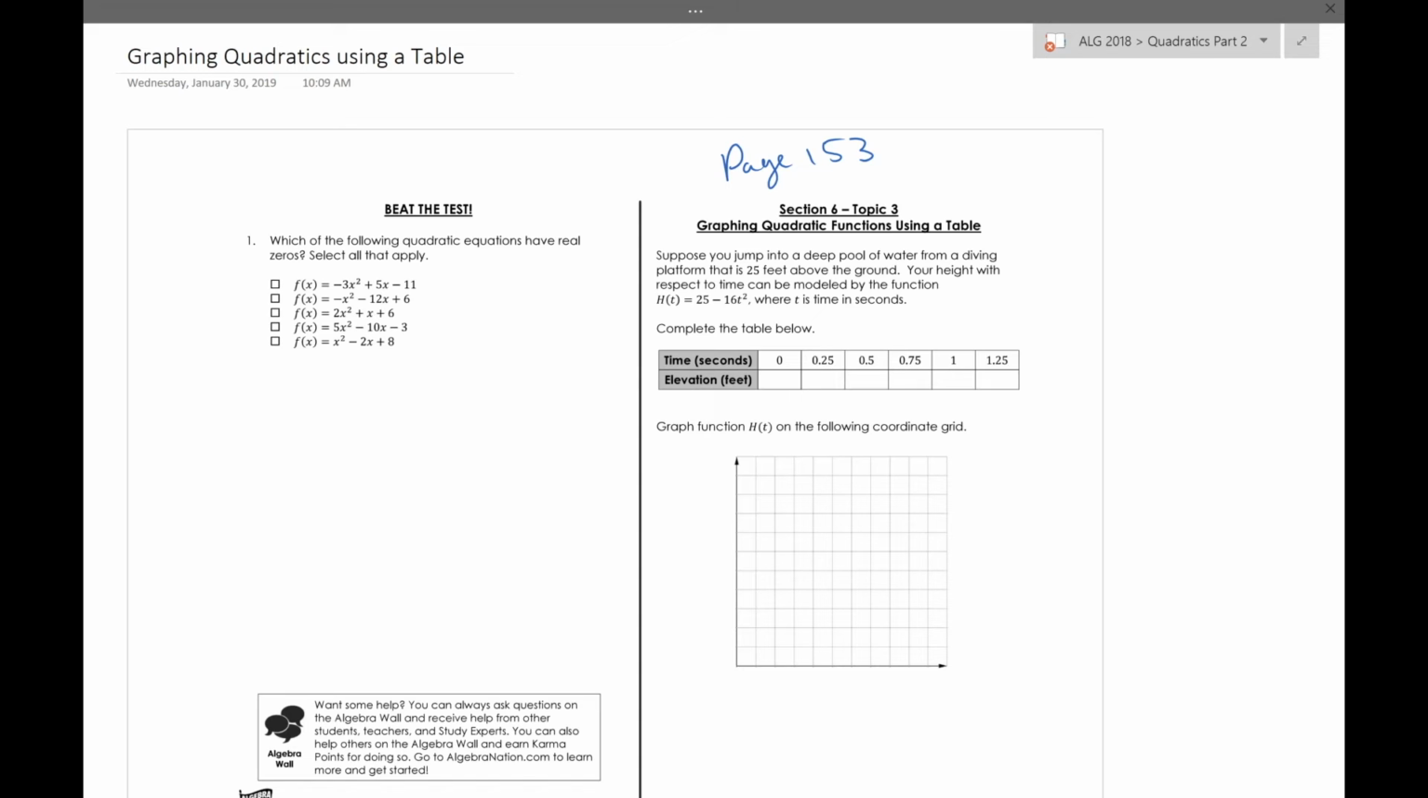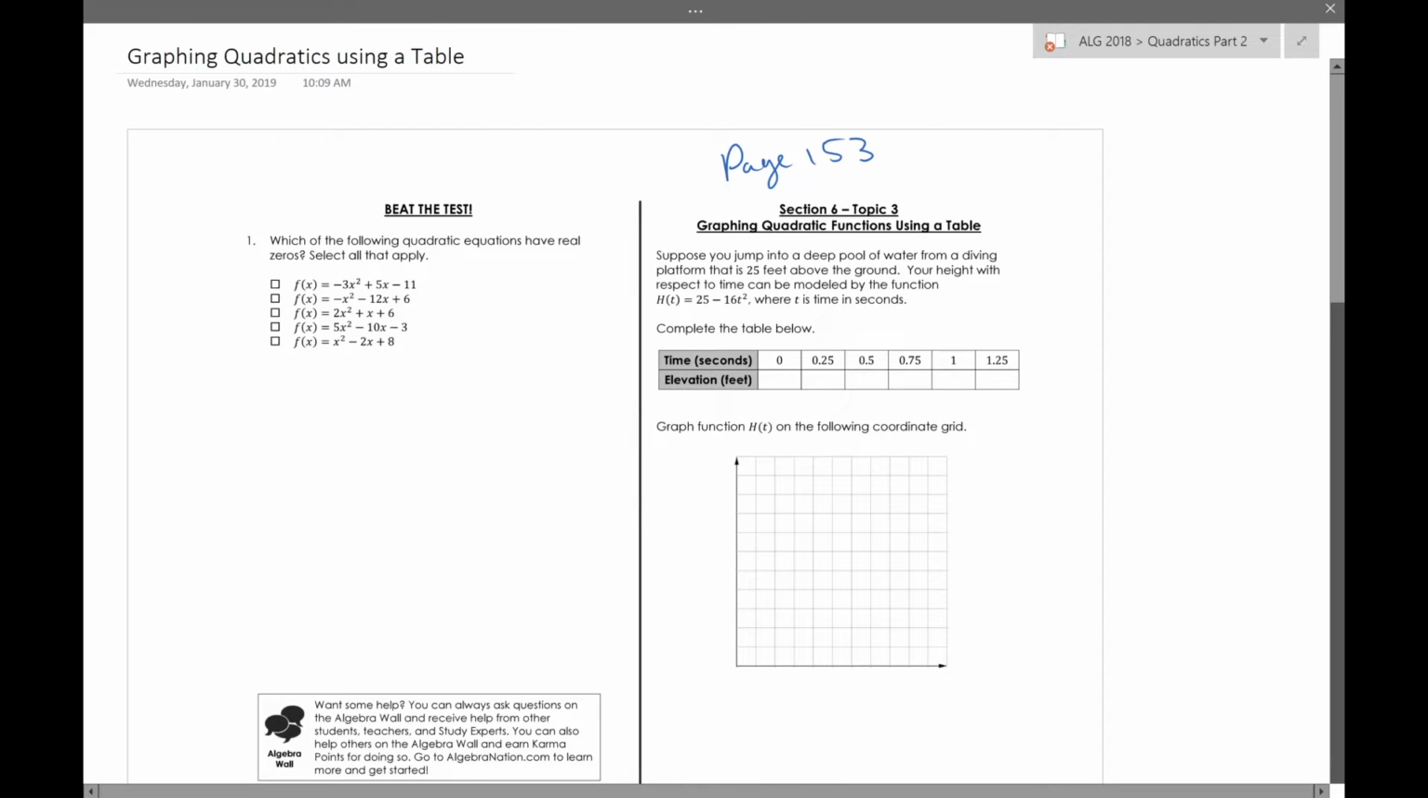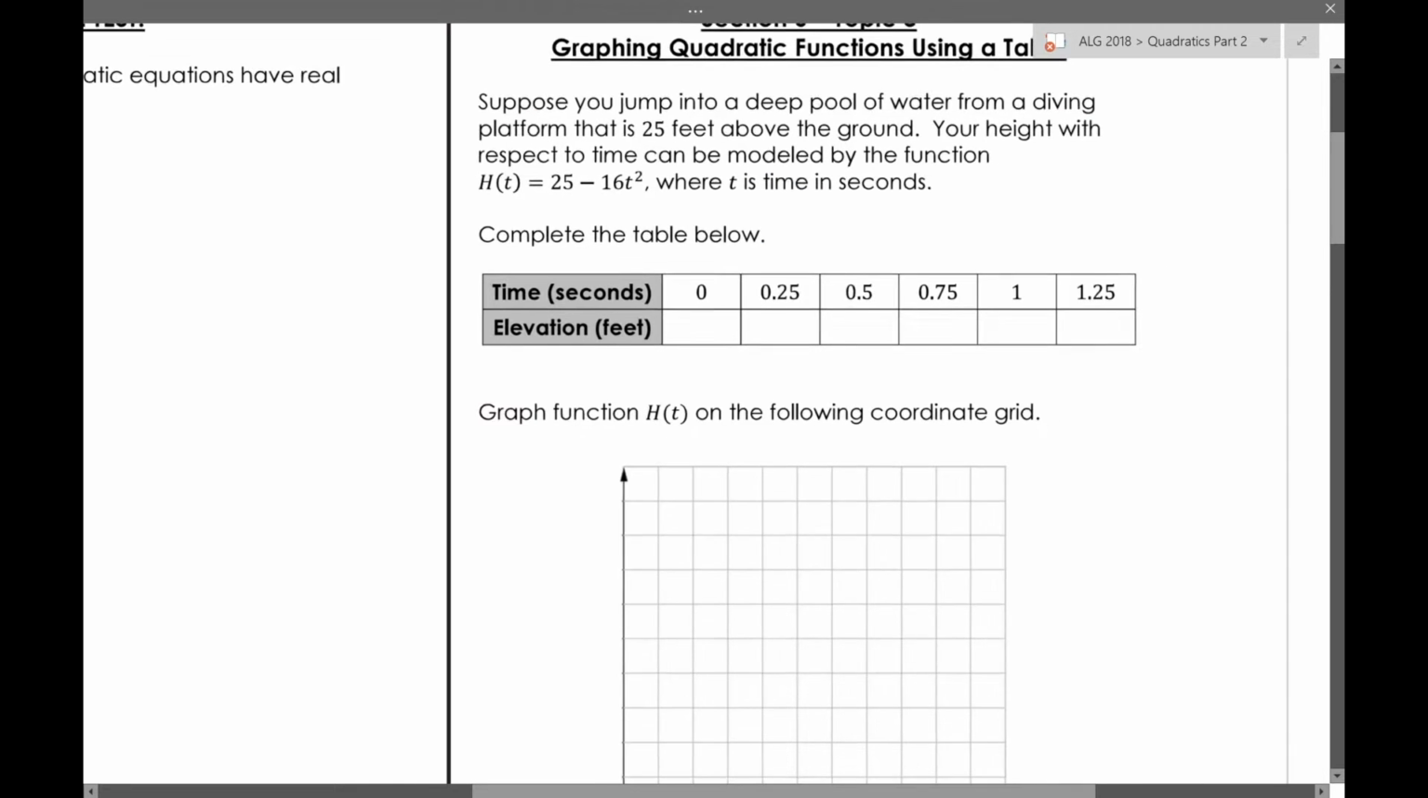So these notes start on page 153. It is section 6, topic 3, graphing quadratic functions using a table. Okay, and let's just start this problem.